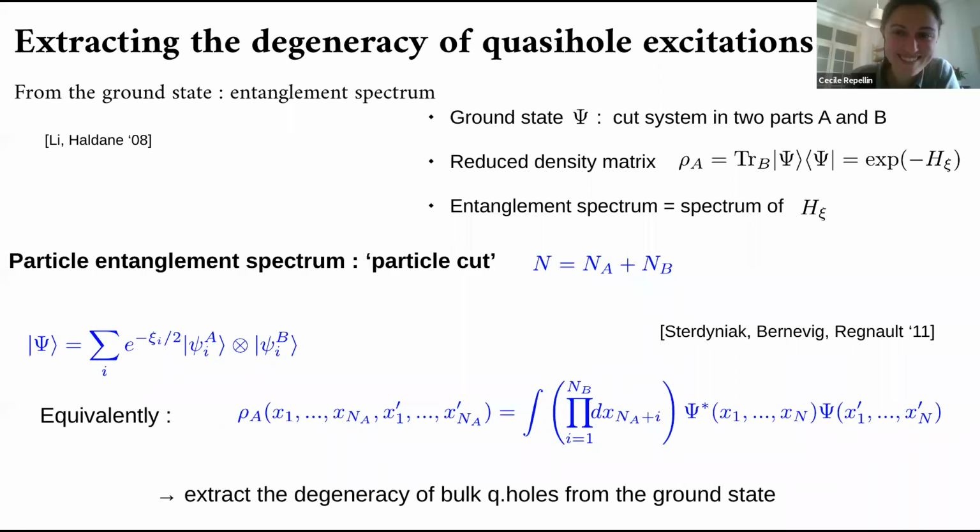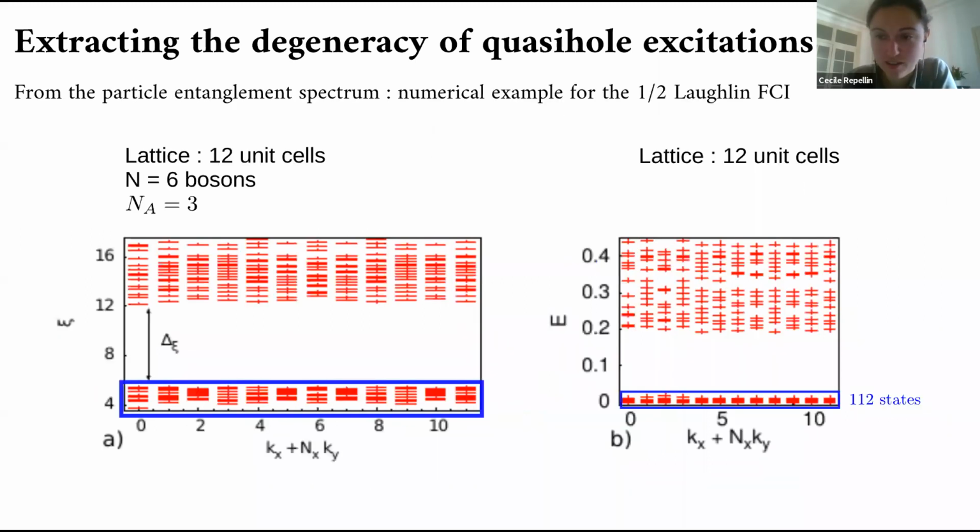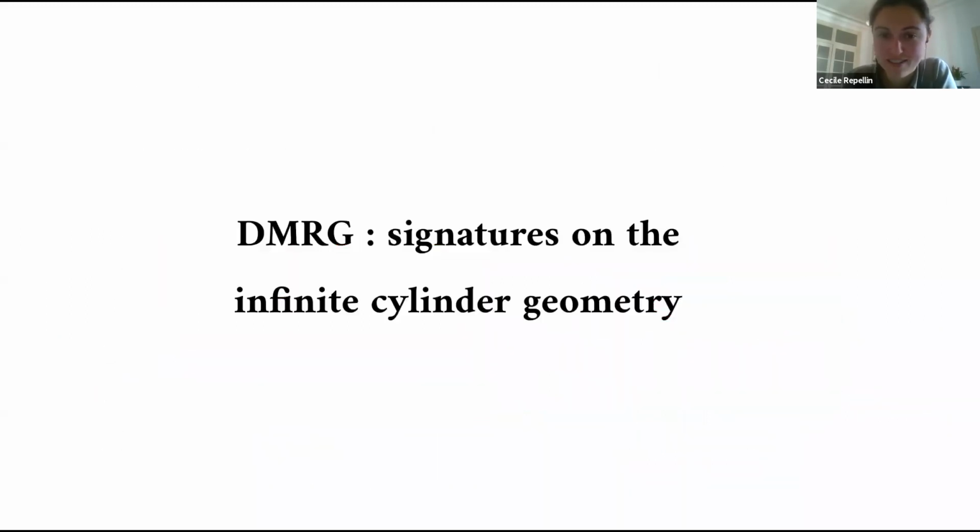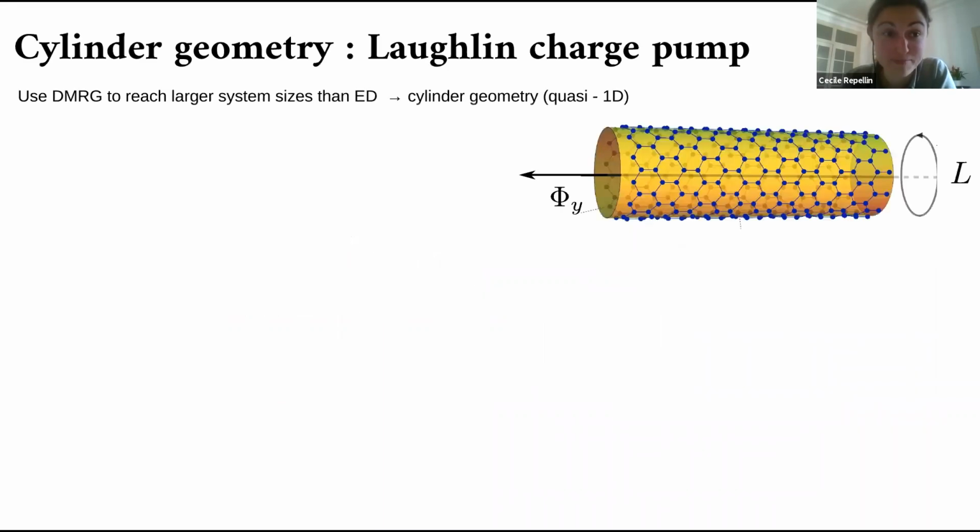Good. So now we can move on to a little bit of signatures on the infinite cylinder geometry with DMRG. As we've said before, with exact diagonalization, at some point you're limited by the exponential growth of the dimension of the Hilbert space. So it's good to work in a smaller variational space, which DMRG does by using matrix product states. So it just works in this variational space with a smaller entanglement.